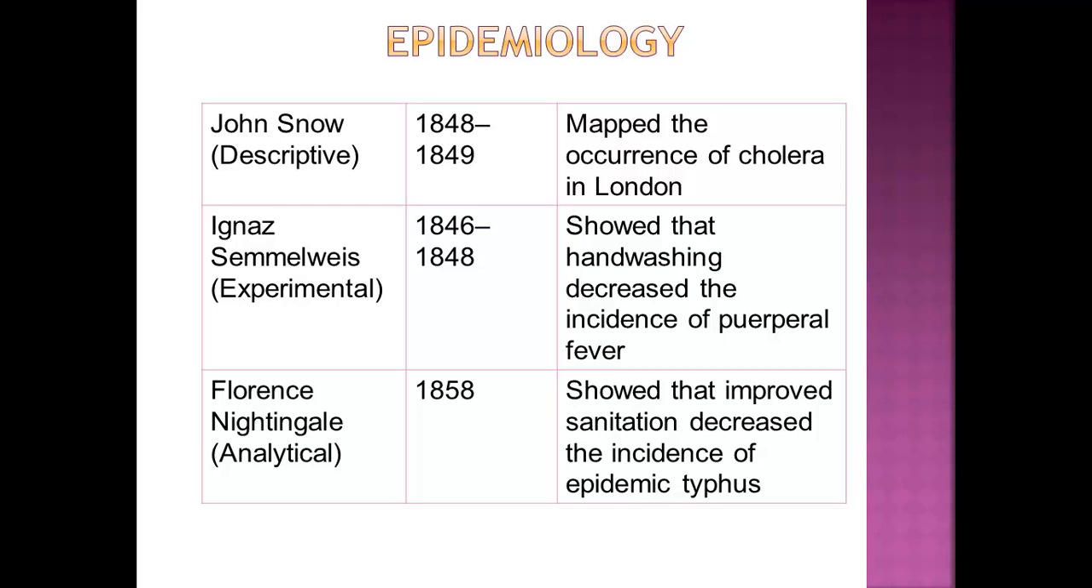And then finally, Florence Nightingale, she did the analytical where she compared the disease group to a healthy group, and she tried to determine the probable cause. So she showed that improved sanitation decreased the incidence of epidemic typhus.